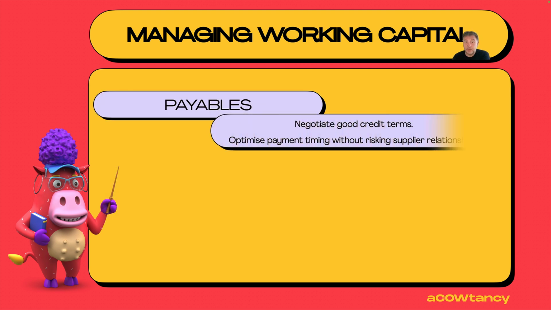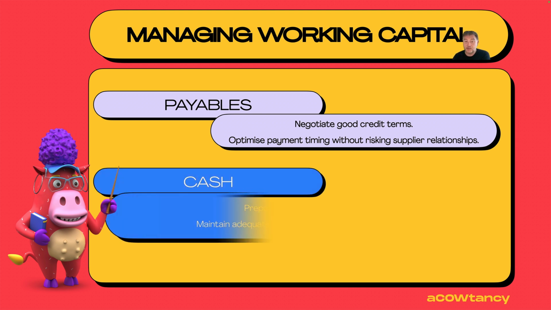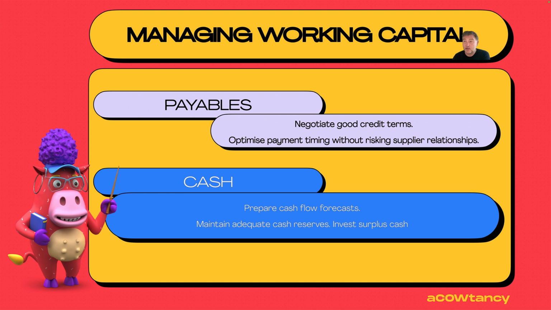So how to manage your payables? Again, negotiate good credit terms. Pay them without risking the supply relationship. So what we mean is try and pay them as late as possible, but keep on the right side. Cash management, do cash flow forecasts. Make sure you've always got a reasonable amount of reserves and you invest that surplus cash.